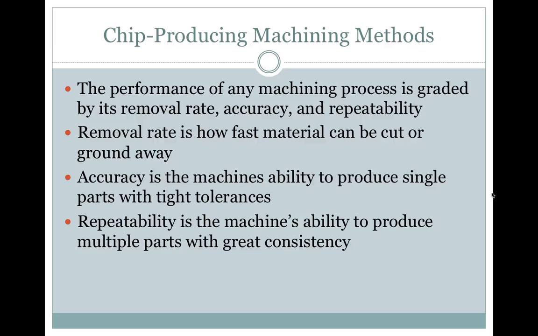Removal rate is how fast material can be cut or ground away. Accuracy is the machine's ability to produce single parts with tight tolerances, and repeatability is the machine's ability to produce multiple parts with great consistency.